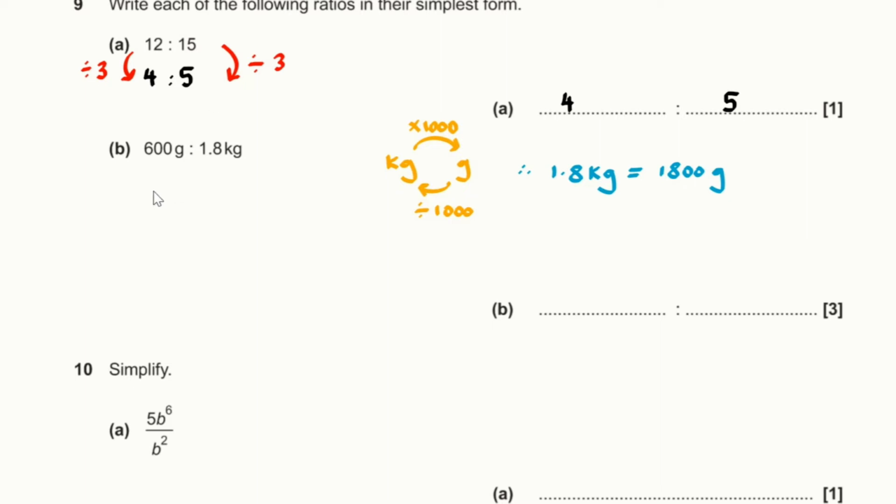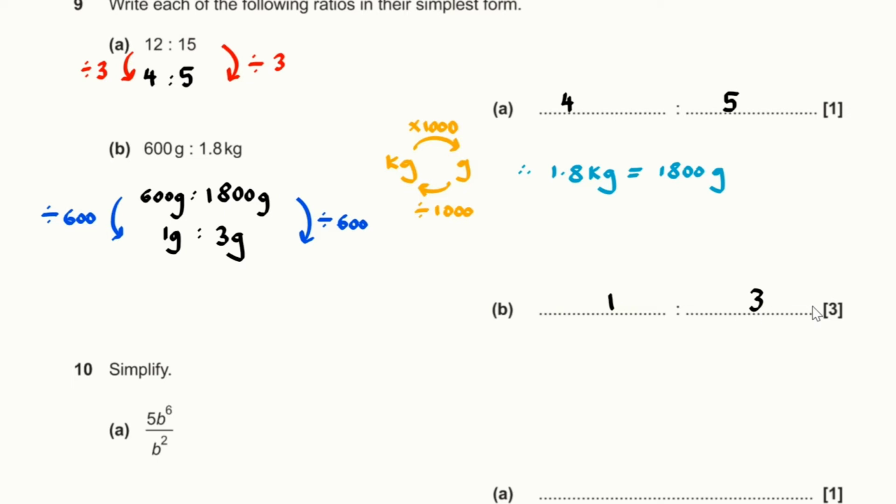And therefore, this is equivalent to 600 grams to 1800 grams. And if I divide both sides by 600, we end up with 1 gram to 3 grams. So the ratio is simplified to 1 to 3.